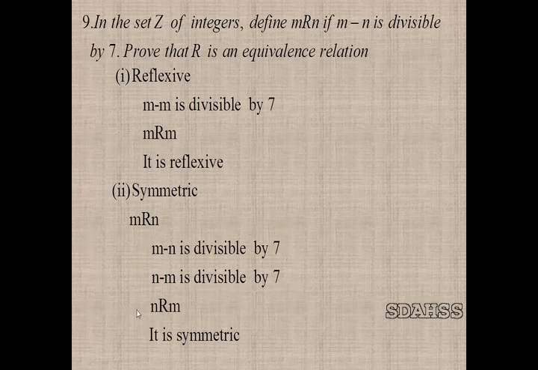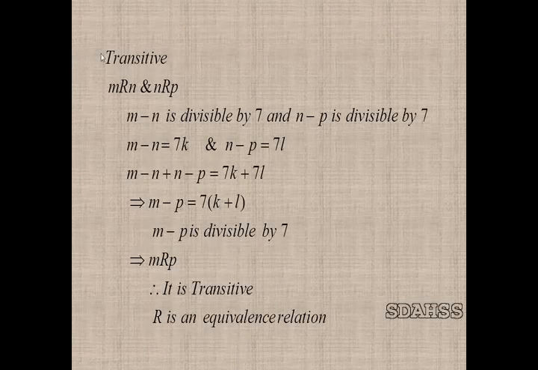For example, let us take two numbers, 3 and 10. 10 minus 3 means 7. 7 is divisible by 7. 3 minus 10 means minus 7. Minus 7 is also divisible by 7. So n minus m is divisible by 7. We can write n related to m. So therefore it is symmetric. Then transitive.